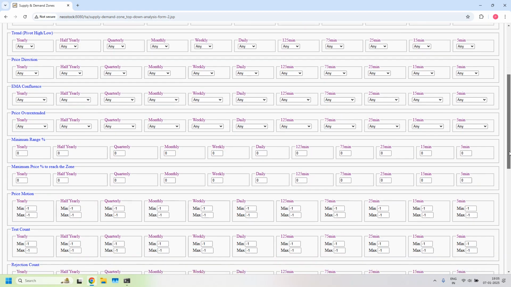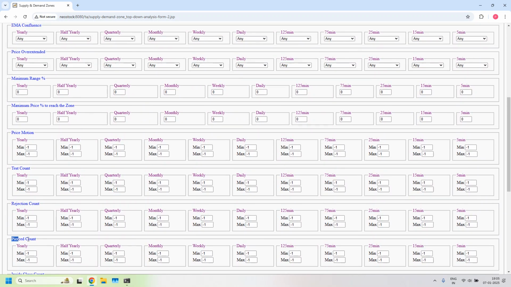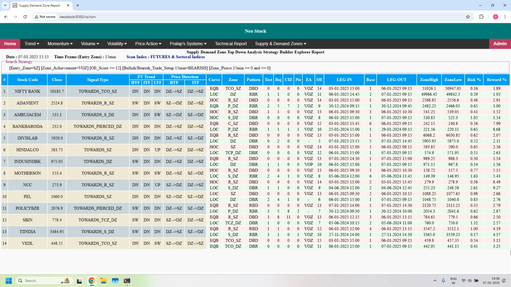These 15 minute supply zones should not be pierced. So in the pierced count at 15 minutes time frame, I am setting minimum value 0. Maximum value 0. Zone achievement violated opposing zone, minimum odd and enhanced score 12. All 3 filters are applied to 15 minute supply zone. Let's filter the stocks. 14 stocks are filtered.